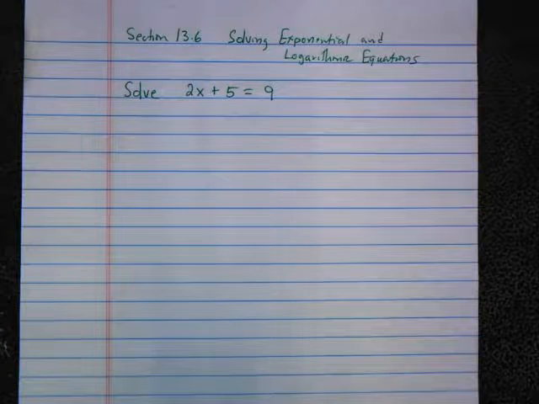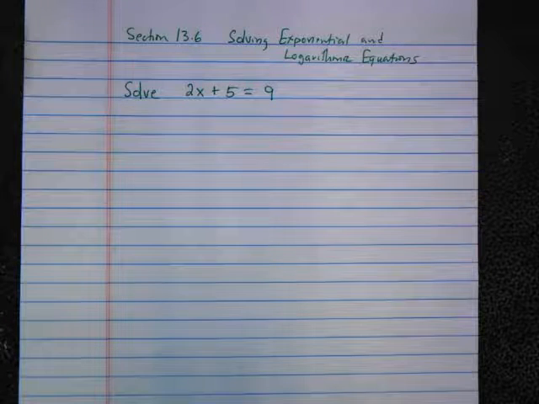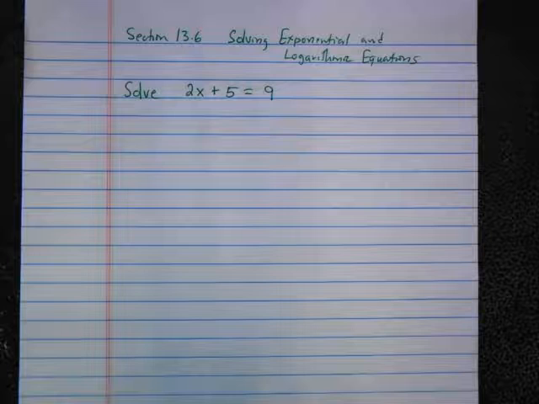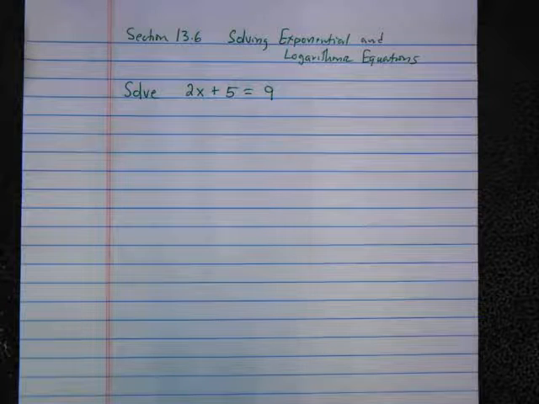All right. I know at this point you can look at this and you can probably say the answer is 2 and you can do it in your head. How do you solve that equation? You subtract 5 on both sides. Why do you subtract 5 on both sides?